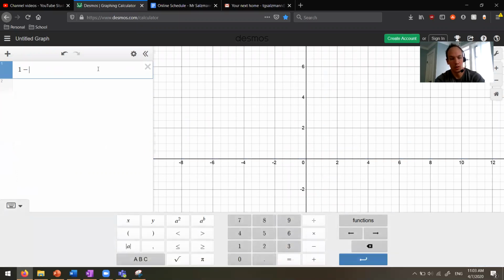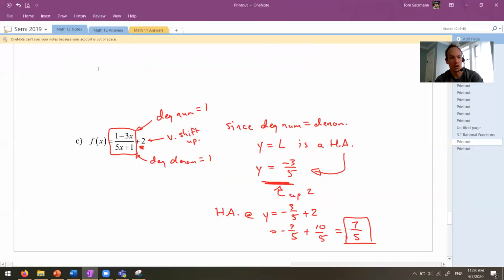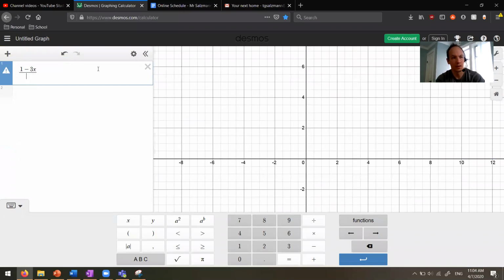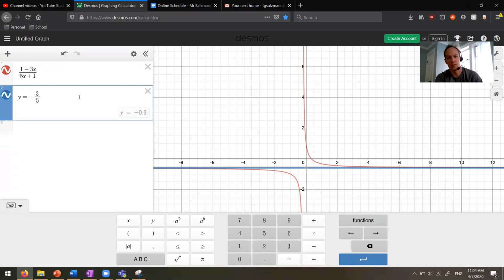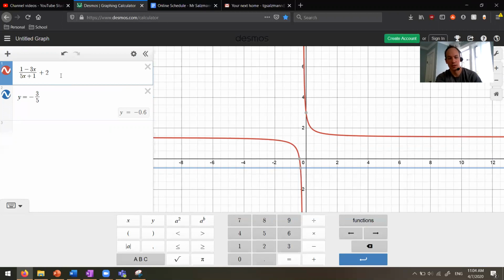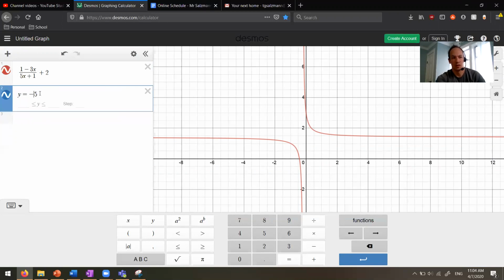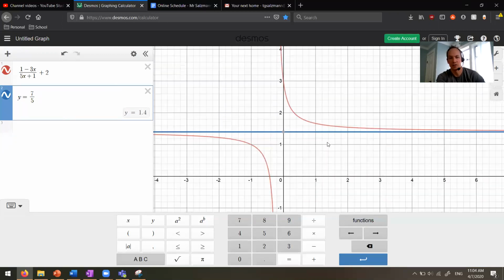Okay, so (1 - 3x) divided by (5x + 1). Right here, before I add the 2, y = -3/5 gives me my horizontal asymptote. But if I add 2 to this function, the whole thing moves up by 2. So that means this is now going to go to 7/5, and that's where my horizontal asymptote is.